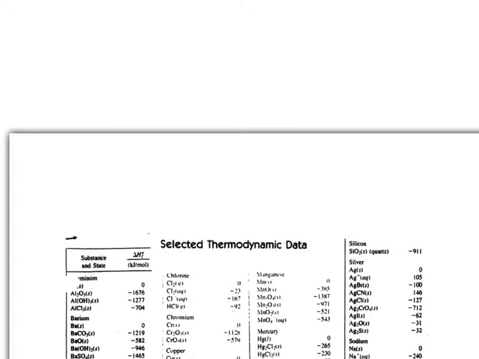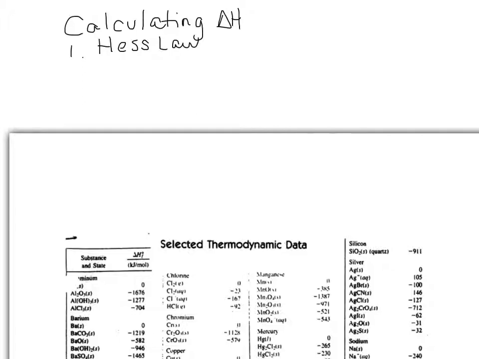Alright, today we're going to look at all of the options that we have for calculating delta H. So what we're looking at is calculating delta H, and we have a couple of ways we've discussed. We have Hess's law, we have heat and Stoich, and the third way is going to be using heats of formation.